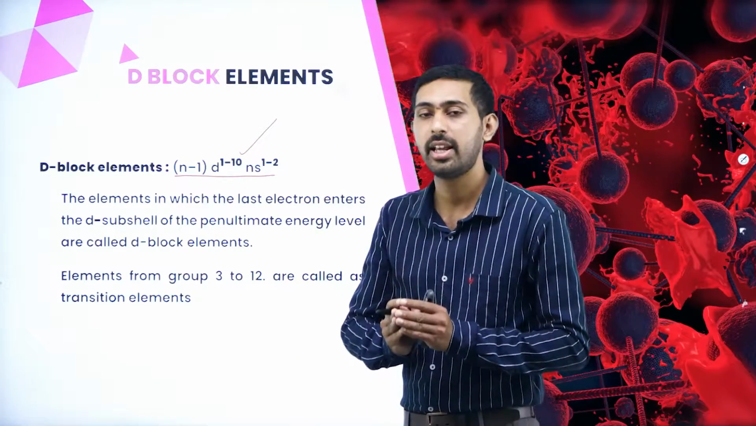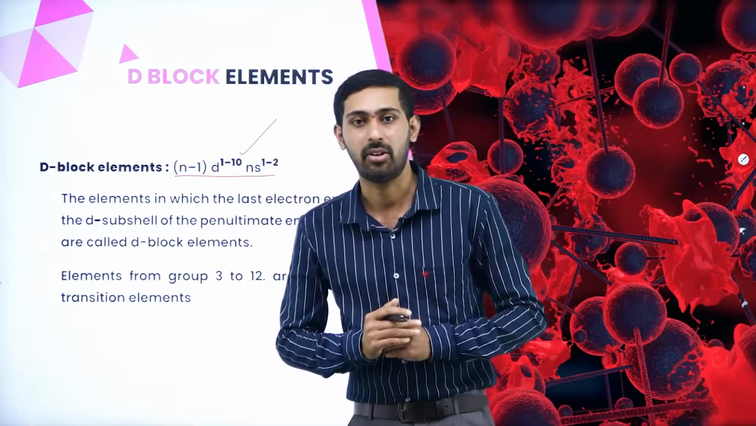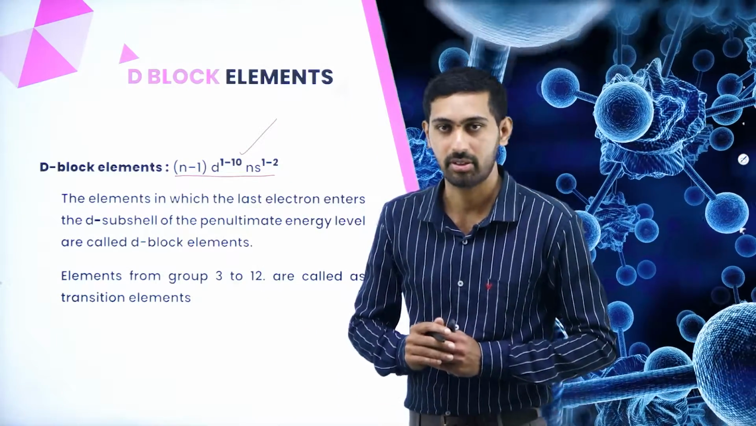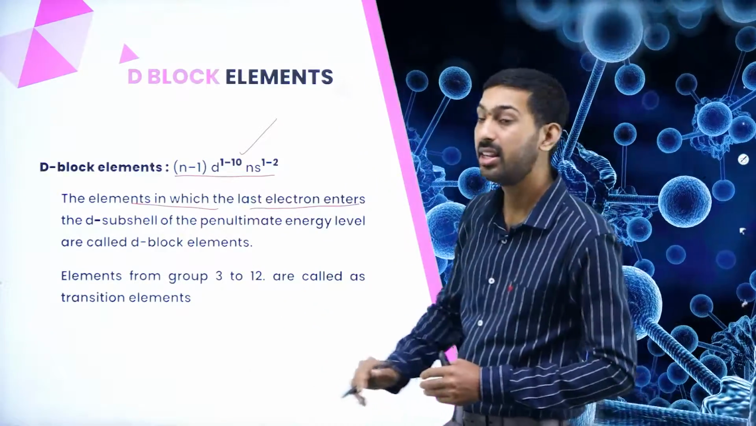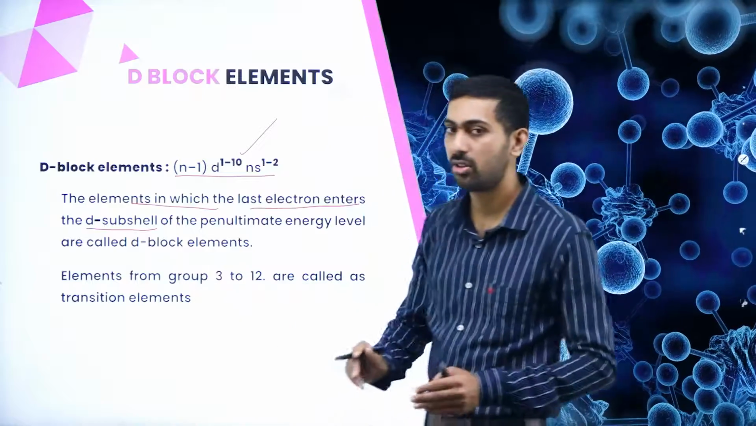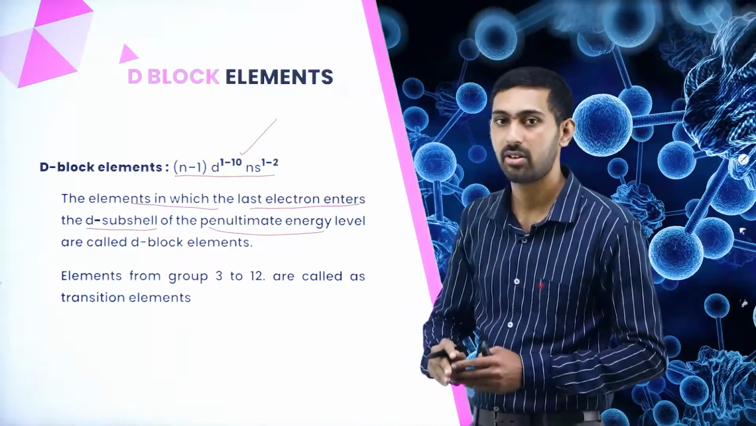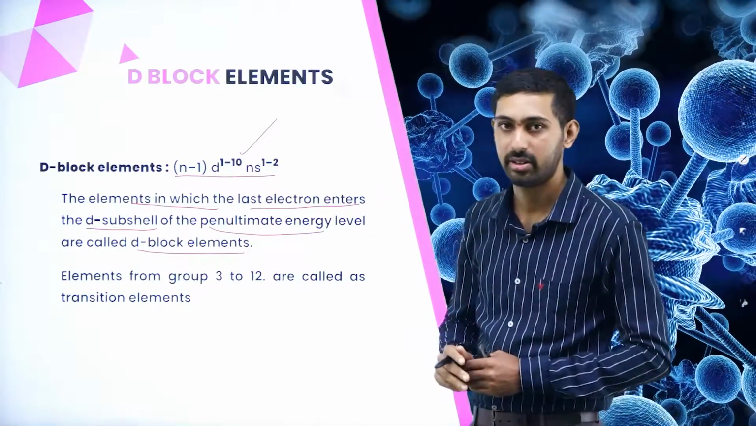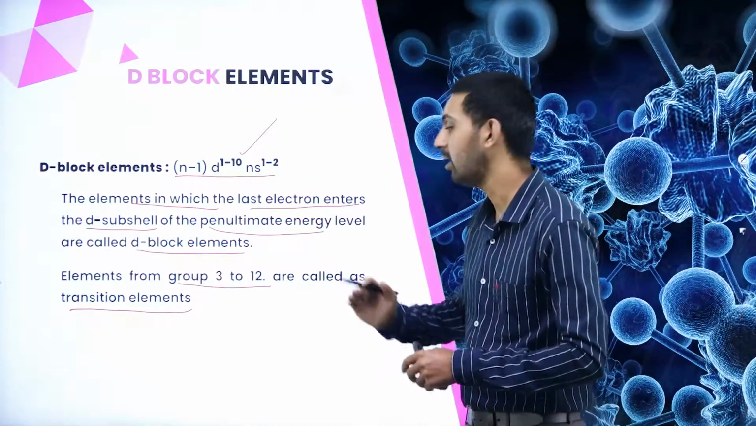The d orbital can fill 10 electrons and the s orbital can fill 2 electrons, and this is the general electronic configuration of d block elements. These are elements in which the last electron enters the d subshell of the penultimate energy level. They are called d block elements, and groups 3 to 12 are called transition elements.